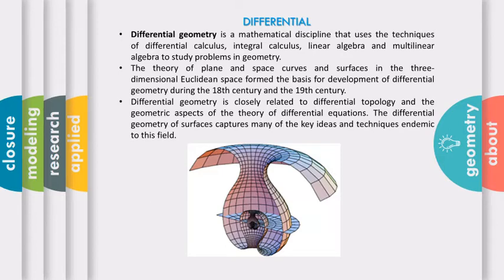So with this we are ending the geometry part and moving to the combinatorics part, which is the third part of pure mathematics.